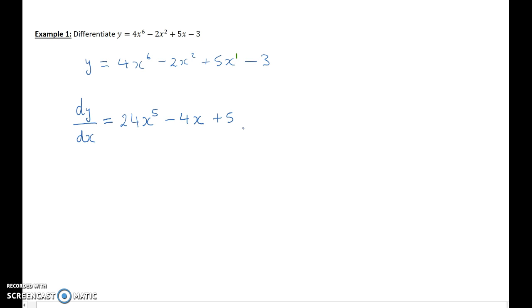And then the last term is negative 3, and negative 3 is a constant, and negative 3 just disappears. So we'll just make a note of that. It just disappears. Now, we should address why that happens.